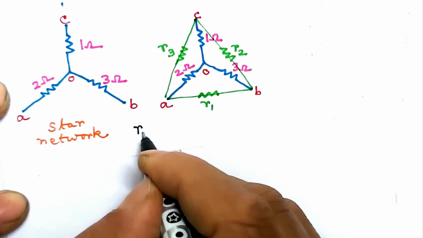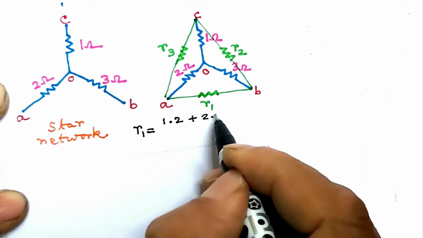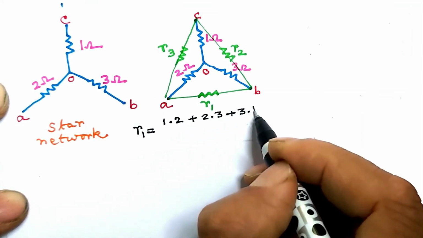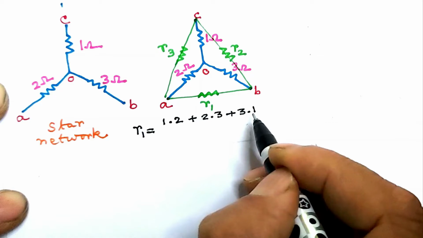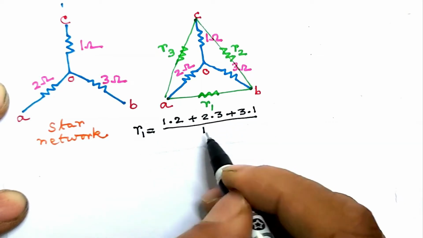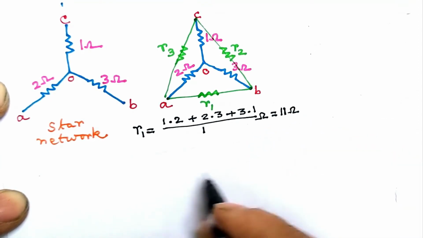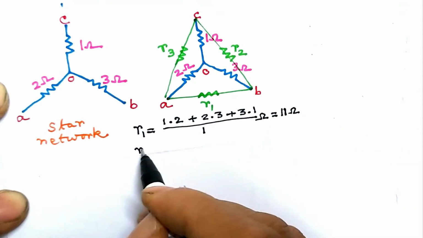So we have R1 equal to 1 ohm into 2 ohm plus 2 ohm into 3 ohm plus 3 ohm into 1 ohm. This is the sum of the pairwise products divided by 1 ohm, which is the resistance between C and O point, that is opposite to resistance R1. Calculation gives 11 ohm.